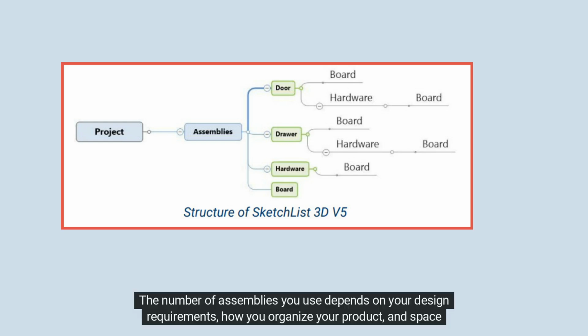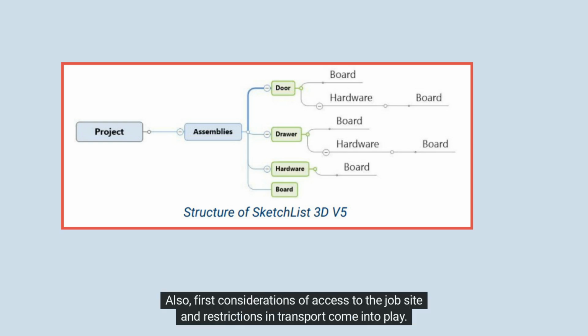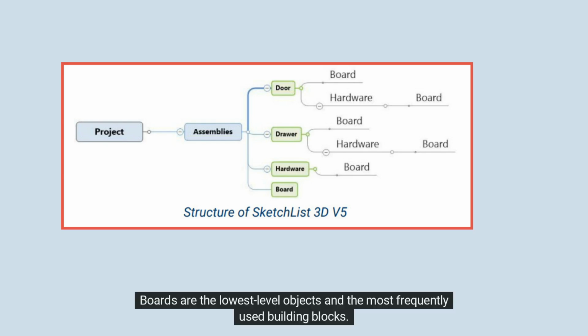The number of assemblies you use depends on your design requirements, how you organize your product, and space limitations. Also, first considerations of access to the job site and restrictions in transport come into play. Boards are the lowest level objects and the most frequently used building blocks. They are used to build assemblies, drawers, doors, and hardware.